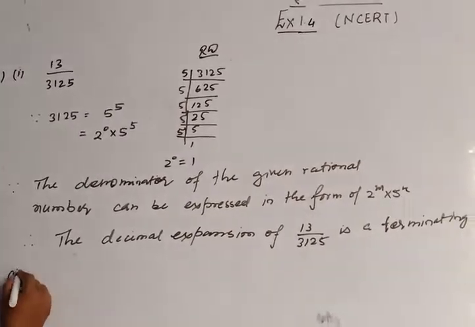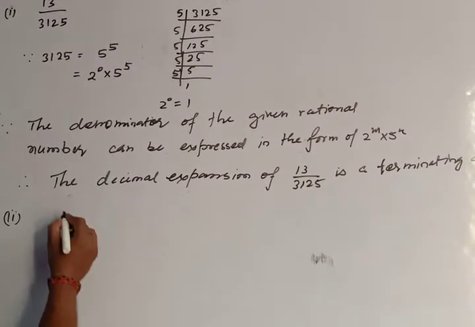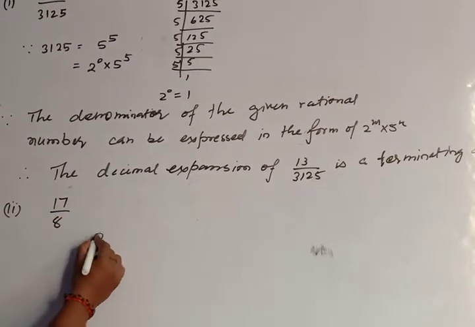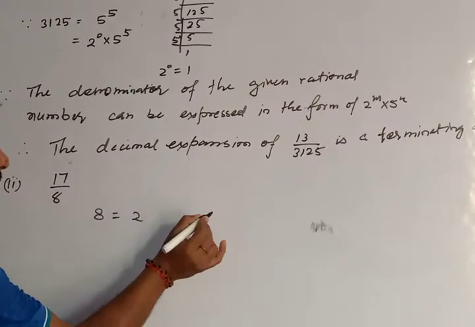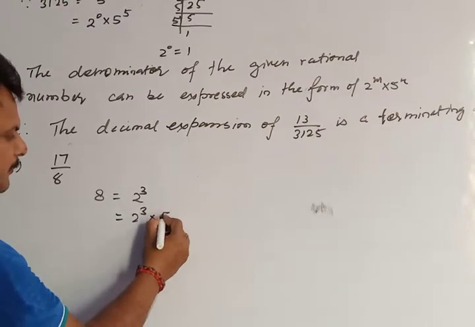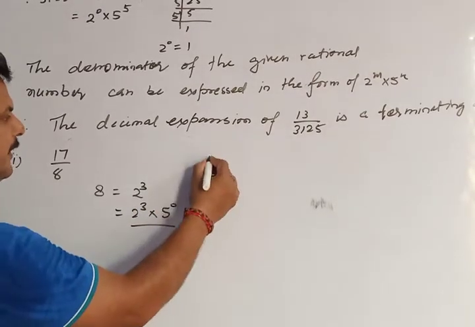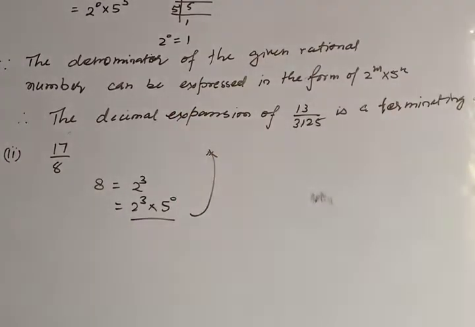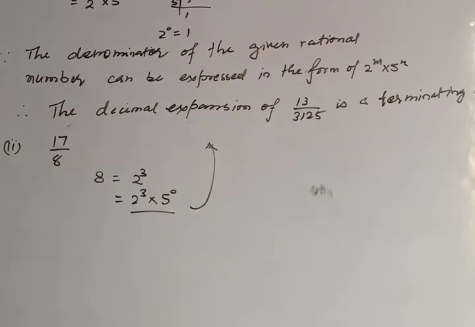For the second part of this question, 17 by 8 is given. 8 again can be written as 2 into 2 into 2, which equals 2 to the power 3, and it can be written as 2 to the power 3 into 5 to the power 0. The same way, we can write it will be a terminating decimal.